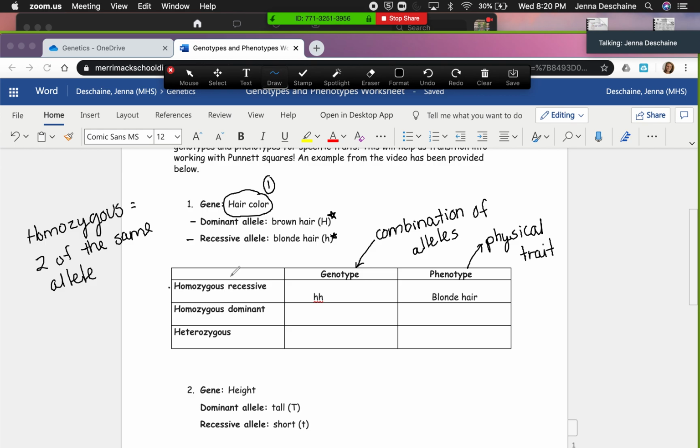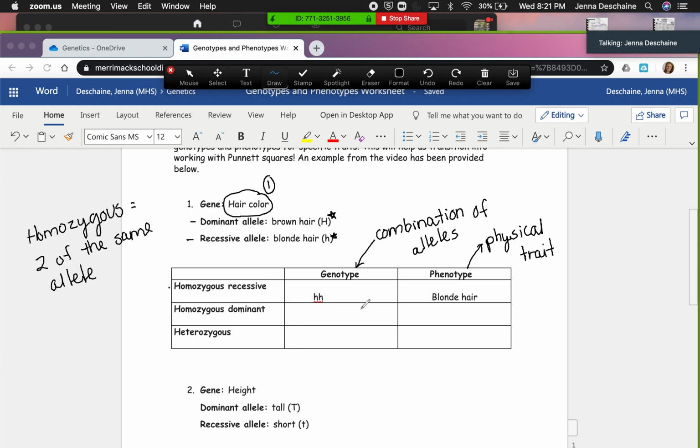So the genotype for a homozygous recessive individual would be lowercase h, just like that. And because I have two lowercase h's, that means that this individual is going to have blonde hair. Remember, the recessive allele, or the recessive trait, I guess, can only be expressed if we have two recessive alleles paired together. Otherwise, the dominant allele is just going to take over. Okay, so let's take a look at this next one.